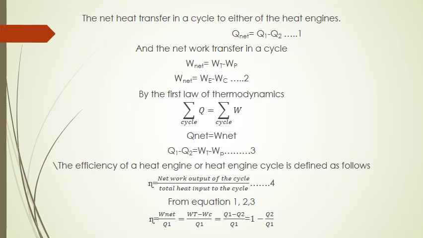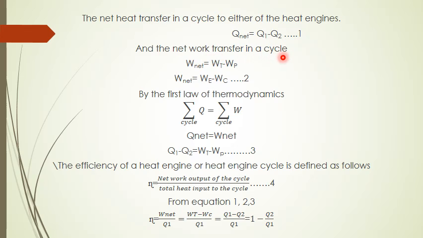Then the net heat transfer in a cycle to either of the heat engines. So two heat engines we considered here. One heat engine in figure A, which we have seen in the earlier slide, a gas confined in a cylinder, and second B, which is a mass which is moving, a power plant. Both are heat engines. For both the heat engines, the net heat transfer in a cycle is Q1 minus Q2. You can call it equation 1.